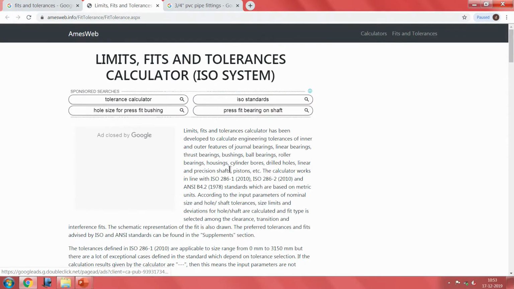Let me continue the lecture about why we require these limits, then allowances, various types of tolerances. One of the first things you should remember is the application. If you look down here, this whole thing is about limits, fits and tolerances for the ISO system.